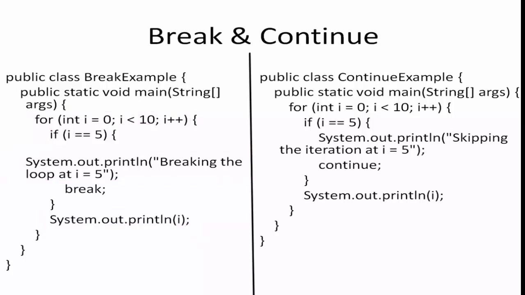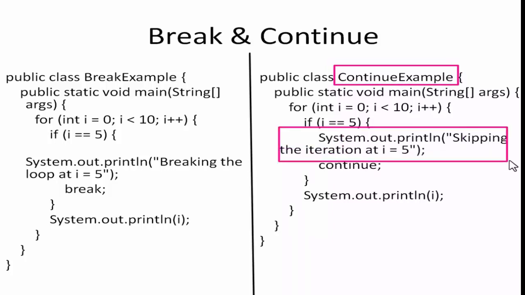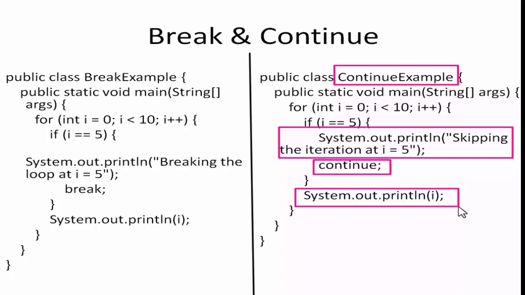Next, here we are going to use a continue example. The same example: if i equal to 5 is found, then it has to skip 5 from the iteration. So it is going to continue. 5 will be skipped and it is going to print the elements from the loop. Let us see this particular example.